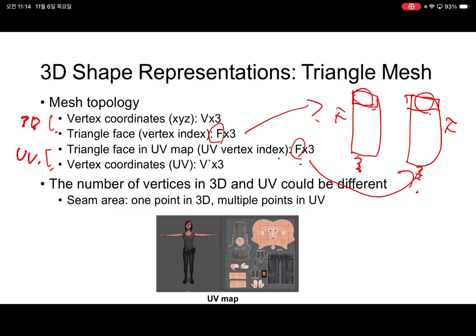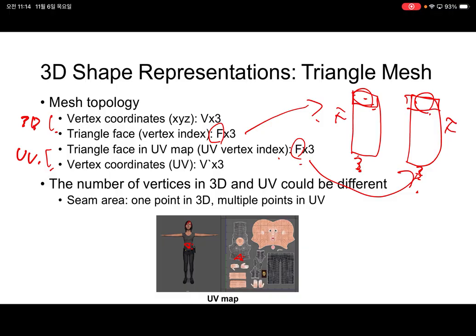In UV space, for example, let's say there's a triangle on her body like this, then this triangle face is this triangle face. There's a one-to-one matching between triangle faces in the 3D space and triangle faces in UV space.